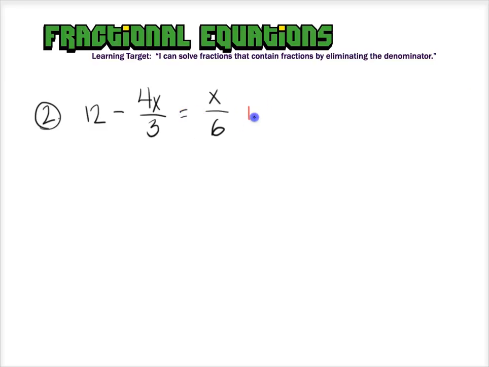So we're still thinking LCD, and the LCD of 3 and 6 would be 6. That's the easy one. 3 and 6 can both go into 6. That would be the smallest number that they both go into. So I'm going to multiply everything by 6, and that includes 12. It has to be every term.